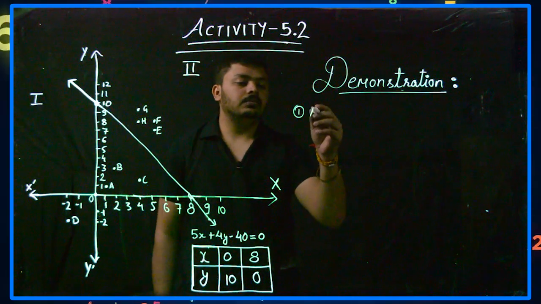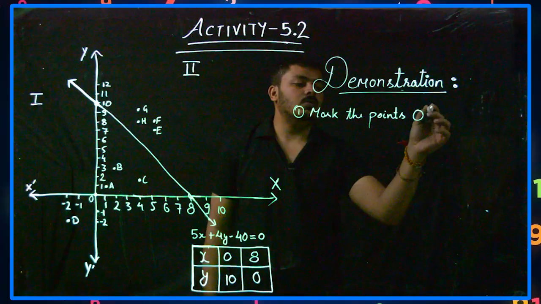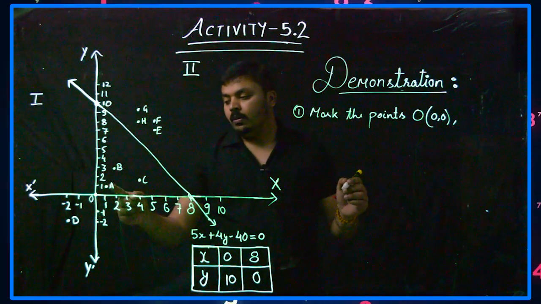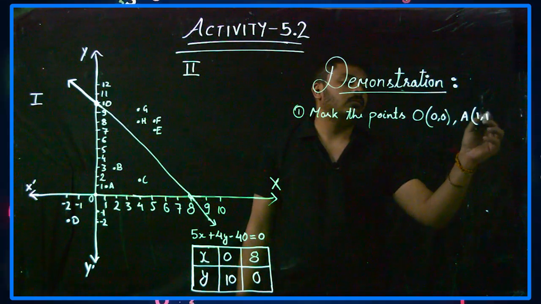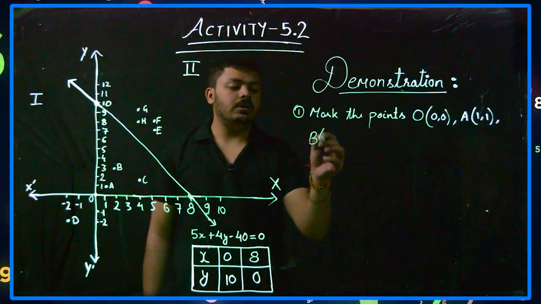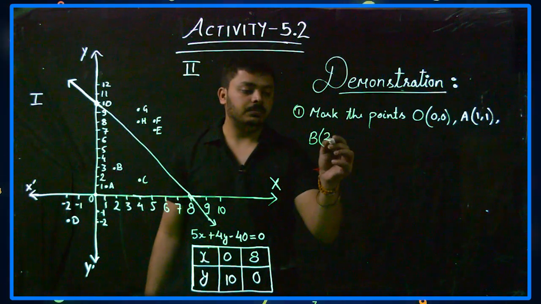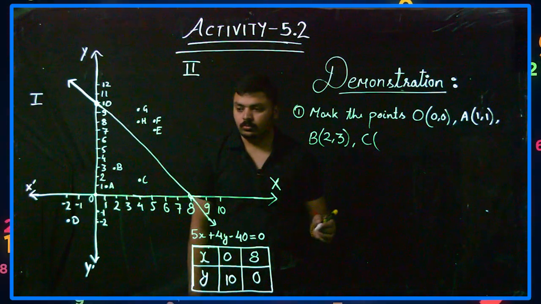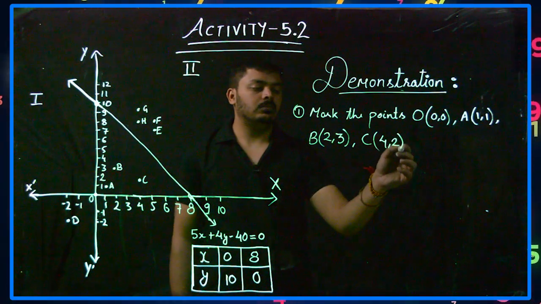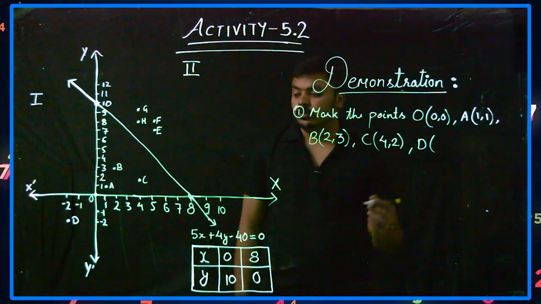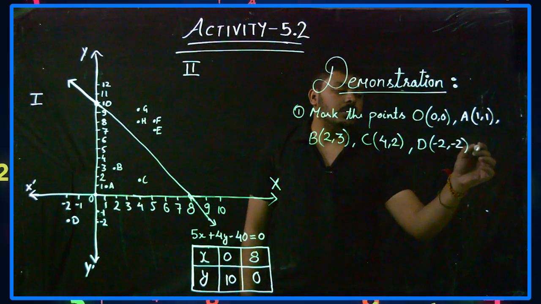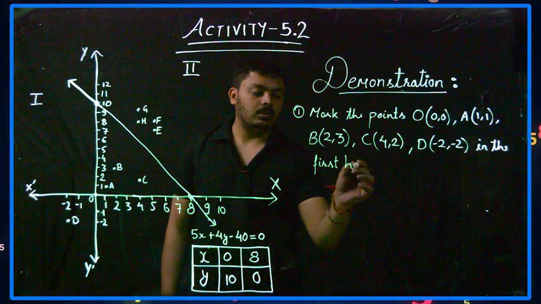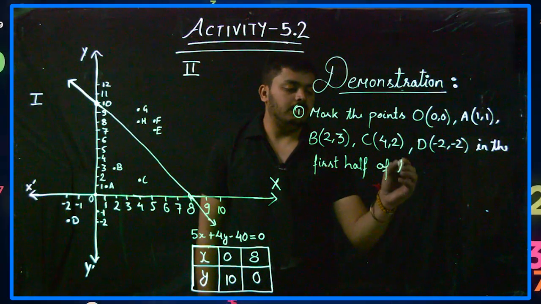First, mark the points O (0, 0), A (1, 1), B (2, 3), C (4, 2), and D (-2, -2) in the first half of the plane.